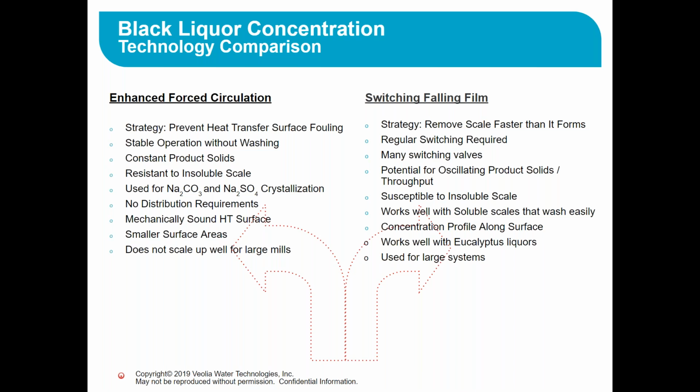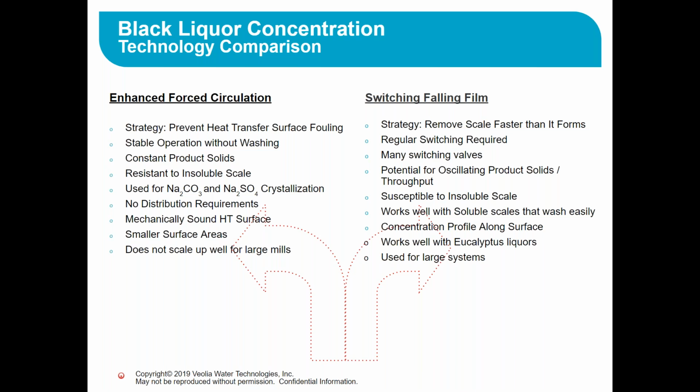The switching falling film is a different approach. You take a falling film evaporator, and you assume that it's going to scale, and you just have multiple bodies. You'll have 3 or 4 or 5 bodies. One of them is on wash, the rest are operating, and you cycle through, and every 4 hours or so you go to a wash. This has a lot of switching valves. The solids do cycle a little bit every time you switch, and it does have a weakness of insoluble scale.